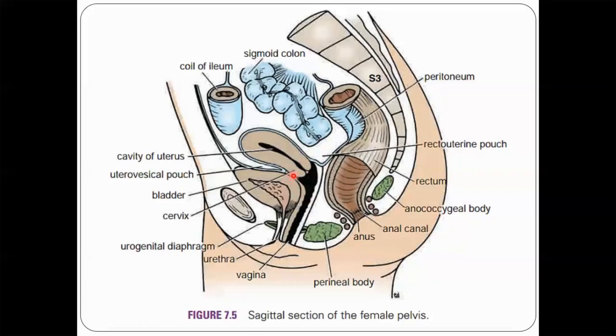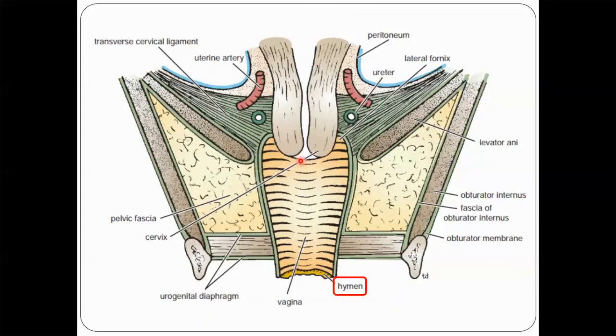Here is the anterior fornix, here the posterior fornix, and in coronal section, here the right lateral fornix, and here the left lateral fornix. The vagina, as we see, has 2 parts, a part above the urogenital diaphragm and a part below the urogenital diaphragm. And here there is a membrane near the vaginal opening. This membrane is called the hymen or غشاء البكارة.